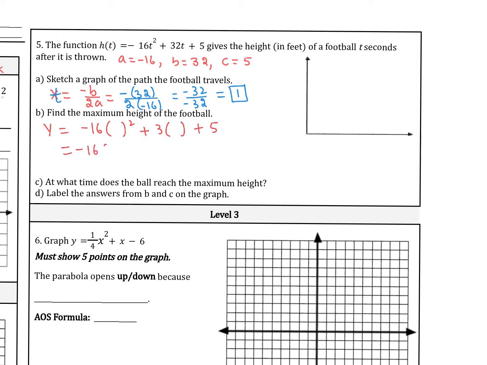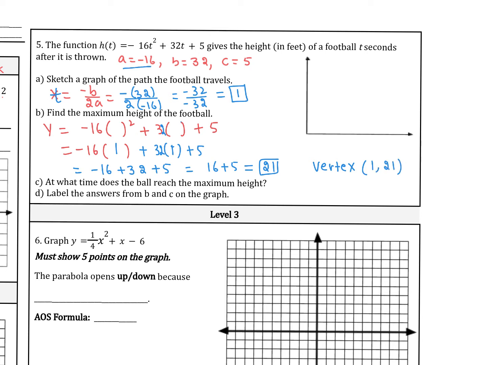Plug it in, you're going to get negative 16 times 1 plus 32 times 1 plus 5. So that's going to be negative 16 plus 32 plus 5. So this is 16 plus 5, that is 21. So the vertex is going to be 1 comma 21. A is negative, it opens down. The maximum value in this case is 21.